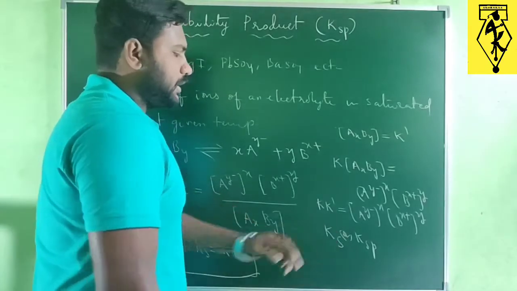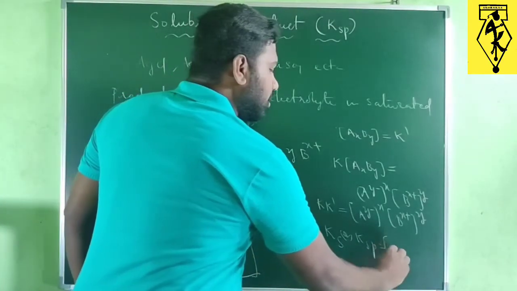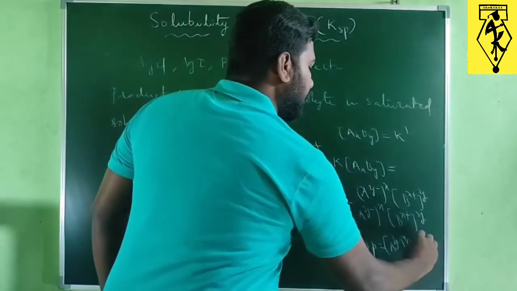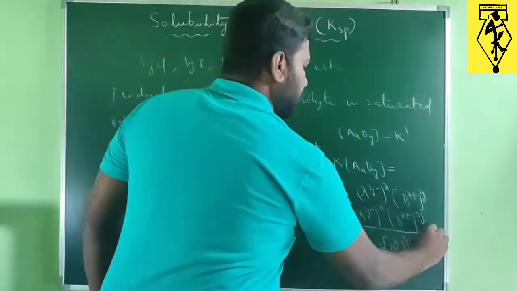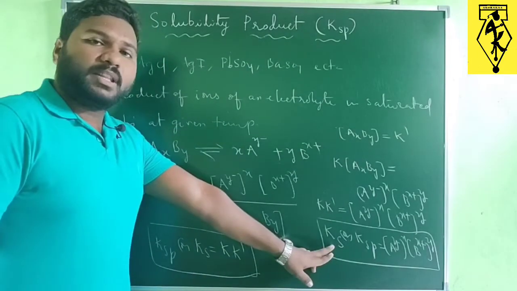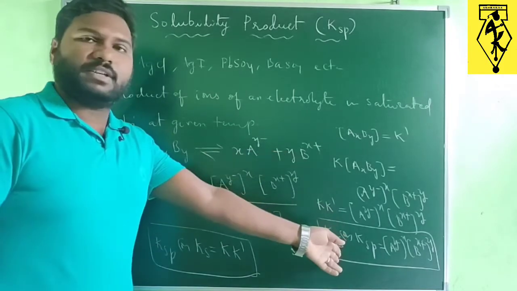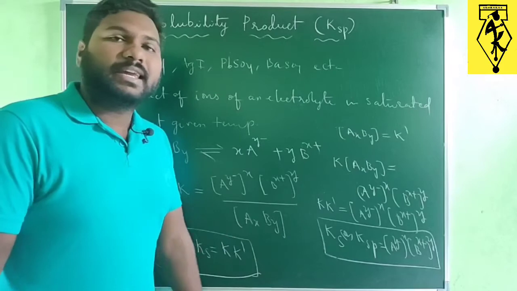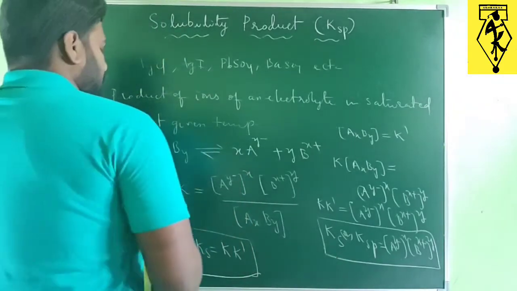If we substitute this Ksp value here, we are going to get Ksp equals [A^(y-)]^x [B^(x+)]^y. This is the formula. We have to remember this formula, and we are going to apply the solubility of these two ions in this equation further. Now I would like to derive the expression for solubility product, that is Ksp, from this equation.